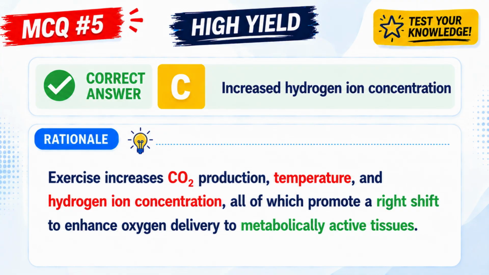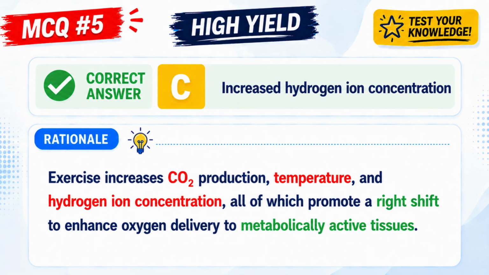Increased hydrogen ion concentration. Here's why. During exercise, metabolically active muscle creates a perfect storm of right-shifting conditions. CO2 production surges. That CO2 reacts with water to form carbonic acid, which dissociates to hydrogen ions and bicarbonate. Hydrogen ions, the Bohr effect in real time, bind to hemoglobin, reduce its affinity for oxygen, shift the curve right, cause hemoglobin to unload oxygen right where the muscle needs it most.